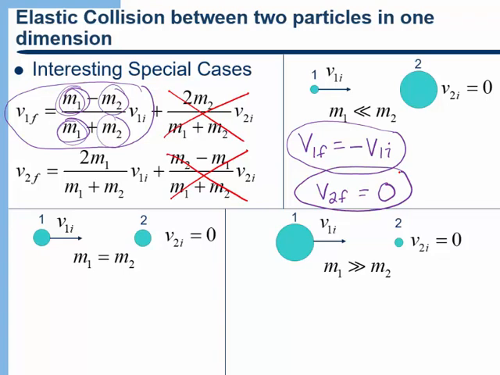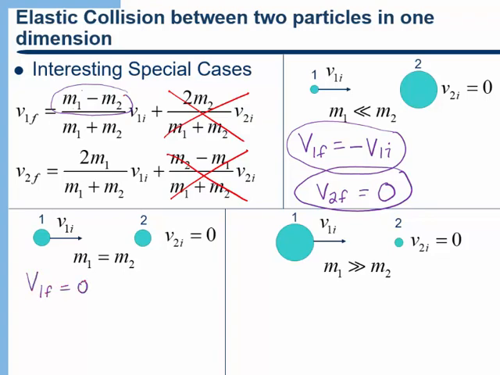Let's look at another special case. This is one you're going to be familiar with if you've ever played pool. What if object 2 again is initially at rest and object 1 and object 2 have the same mass? What will v1 final be and what will v2 final be? Well, notice if the masses are the same, v1 final is going to be equal to 0. So object 1 is going to hit object 2 and it's just going to stop.